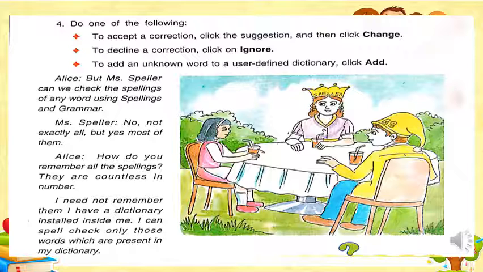Then Ali says, but Mr. Speller, can we check the spellings of any word using spelling and grammar? Then Mr. Speller says, no, not exactly all, but most of them. Then Ali says, how do you remember all the spellings? They are countless in number. Then Mr. Speller says, I need not remember them. I have a dictionary installed inside me. I can spell check only those words which are present in my dictionary.